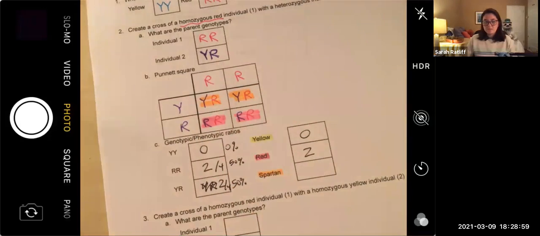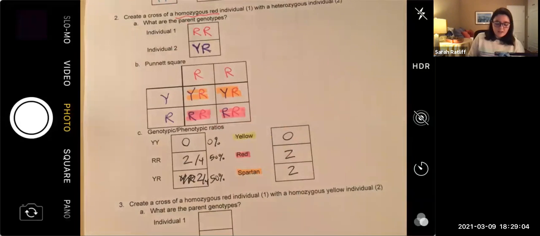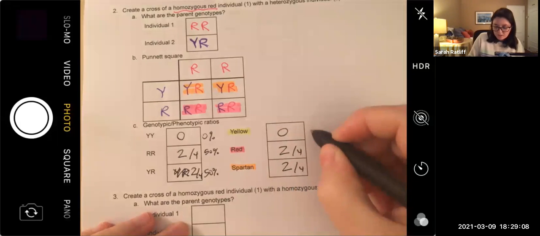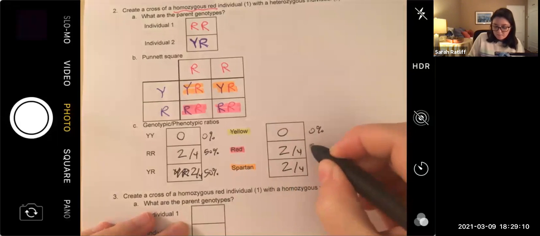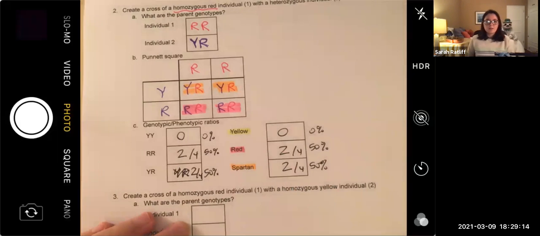Boom. 2 of those. For our ratios, you could say 2 out of 4, 2 out of 4, or if you like percentages. There we go. We did it. We did our first codominant cross.